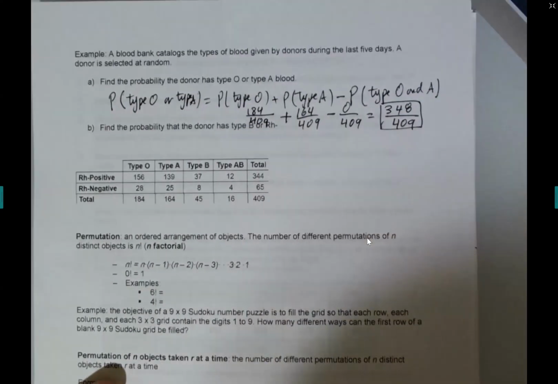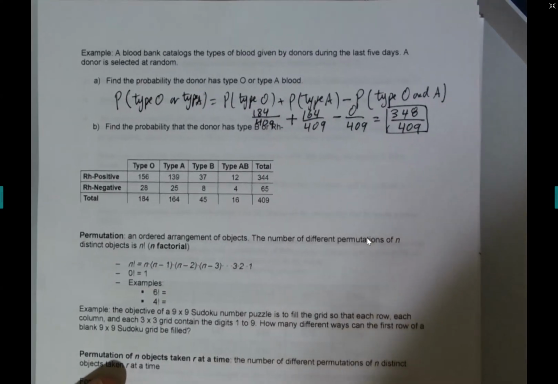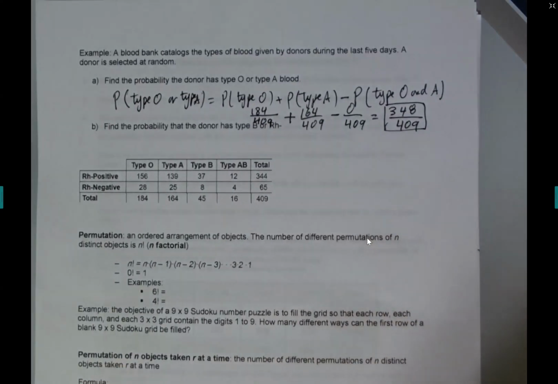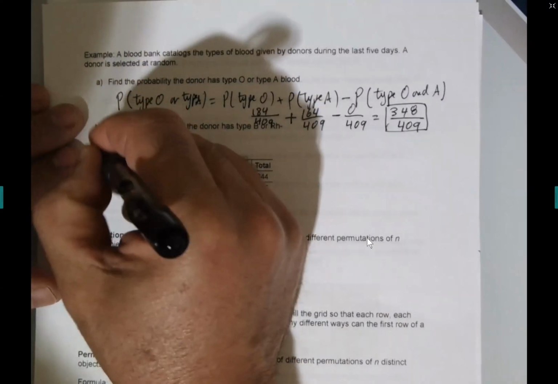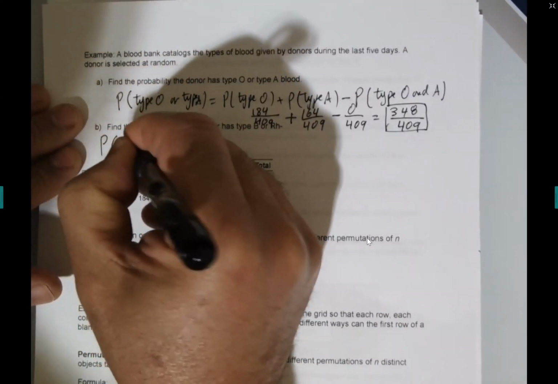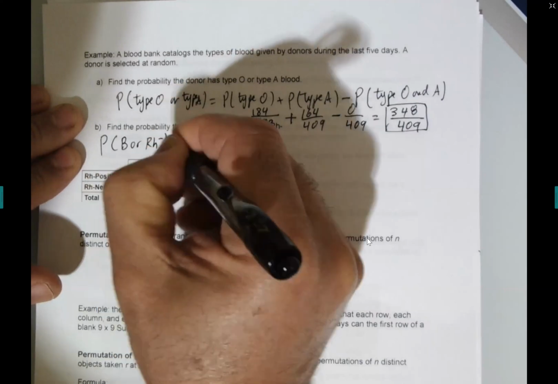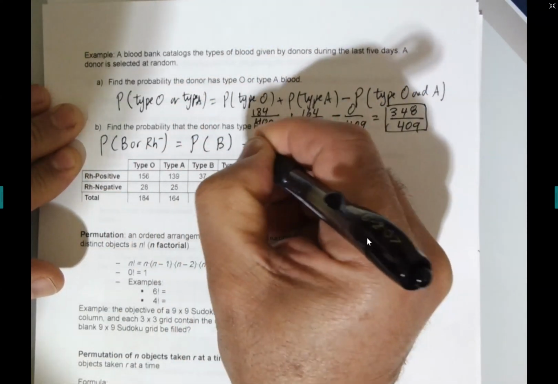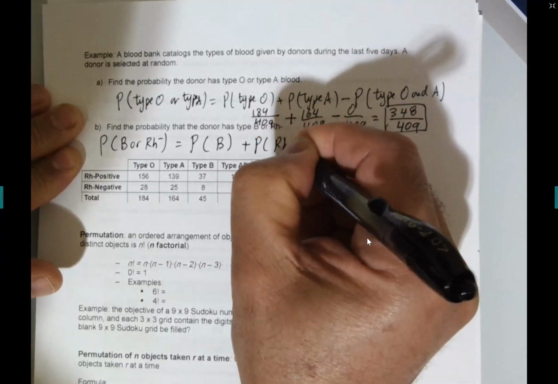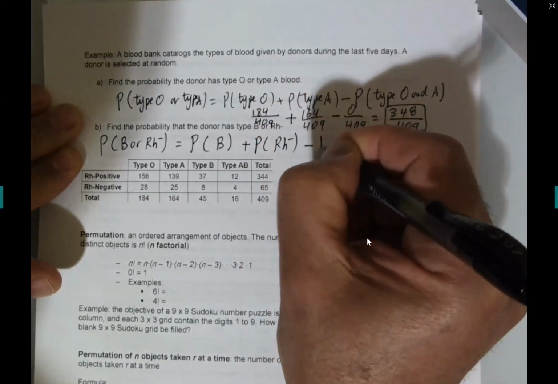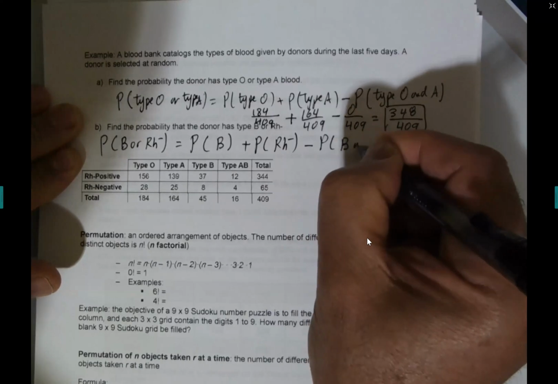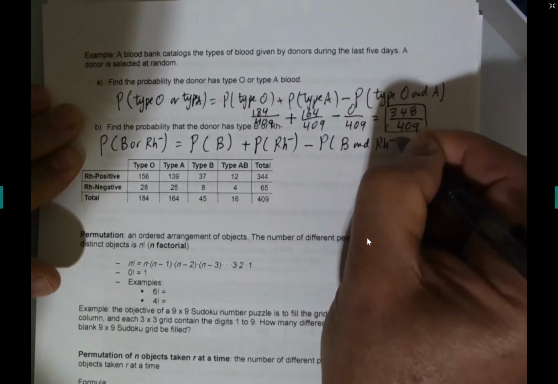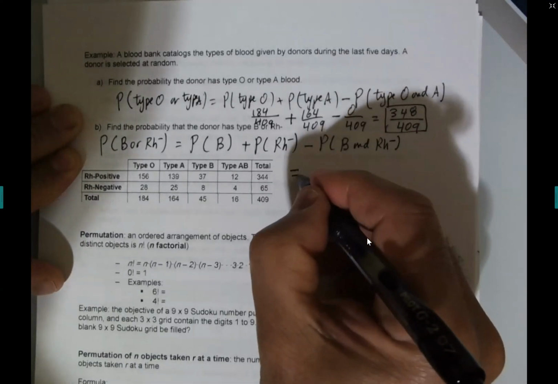For B, we will be able to apply the formula throughout. What's the probability of selecting a donor that has type B or RH negative? So let me write down the formula. By the rule that I explained to you, it's the probability of B plus the probability of RH negative minus the probability of B and RH negative together. So that will be, guys.